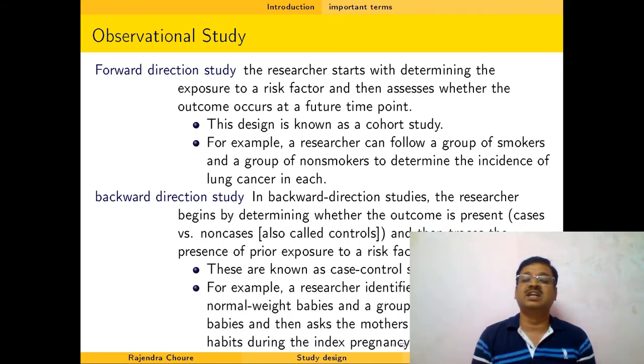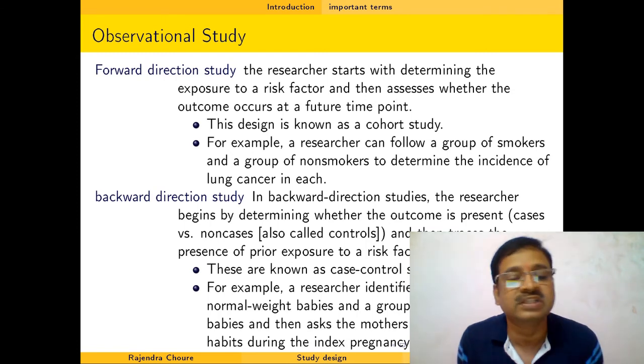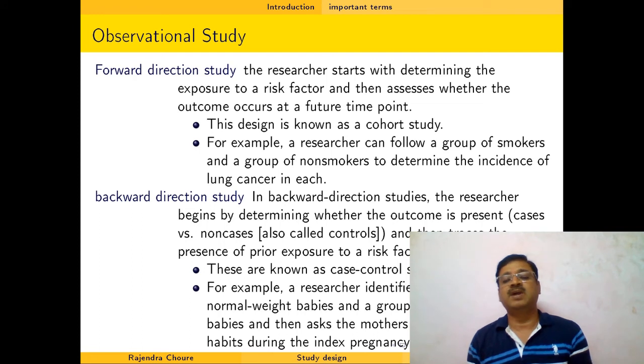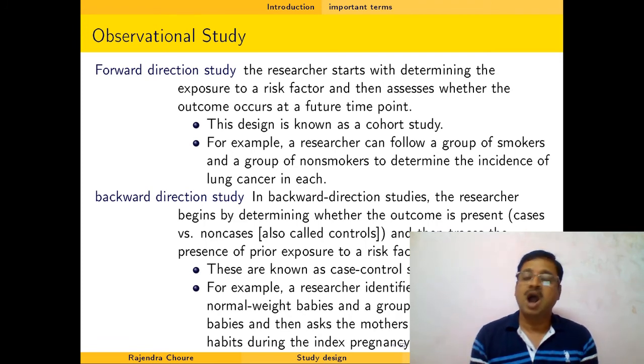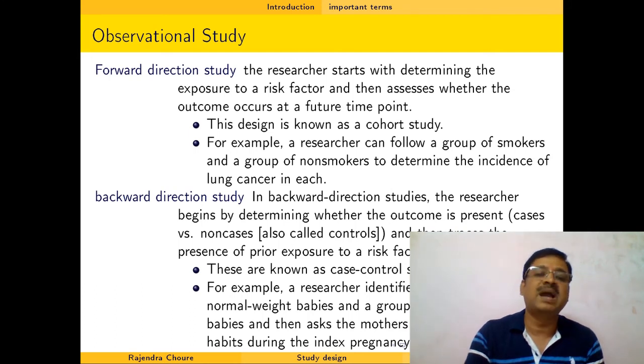For example, a researcher identifies a group of normal weight babies and a group of low birth weight babies, and then asks the mothers about their dietary habits during the index pregnancy. And microbiologists can do the research. Microbiologists know that a particular condition is there in the field, and will try to know more about the field. They will measure levels of different variables in that field responsible for that particular effect. That will be the backward direction study. The outcome is known, and that outcome will be explained by knowing the conditions which occurred there in the previous time.